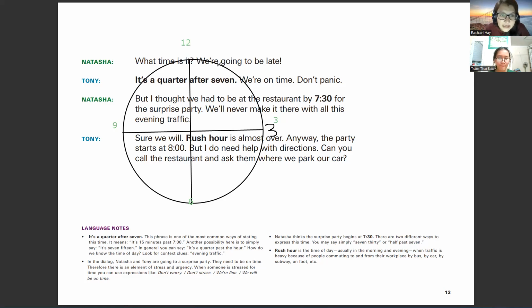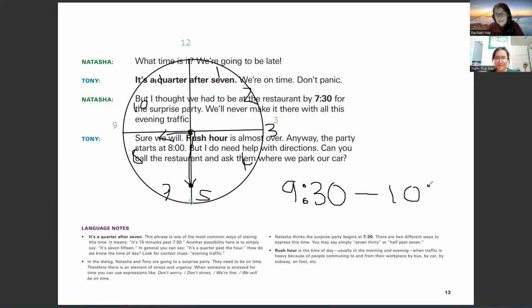So if the 12 is there, we've got 1 and 2 over there. There's 3, we've got 4 and 5 over here. 6, 7, 8, 9, 10, 11. So if we are trying to say the long arm is here and the short arm is here, we say 9:30. Right. And then some languages say 10:30, because they mean it's 30 minutes to 10 o'clock, not 30 minutes past 9 o'clock.